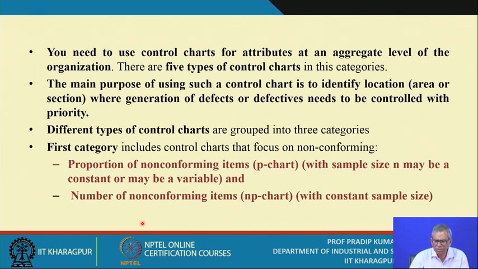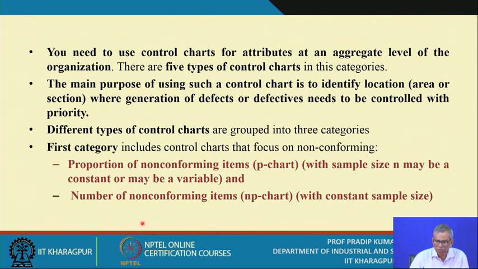Different types of control charts are grouped into 3 categories. That means there are 5 types. They are classified under 3 categories. The first category includes control charts that focus on non-conforming. Is it okay? That means it is basically a defective product. As I already defined what is defective, defective is a general term. Any user of the product may use it, but as a technical person, as an engineer, you say that it is non-conforming.